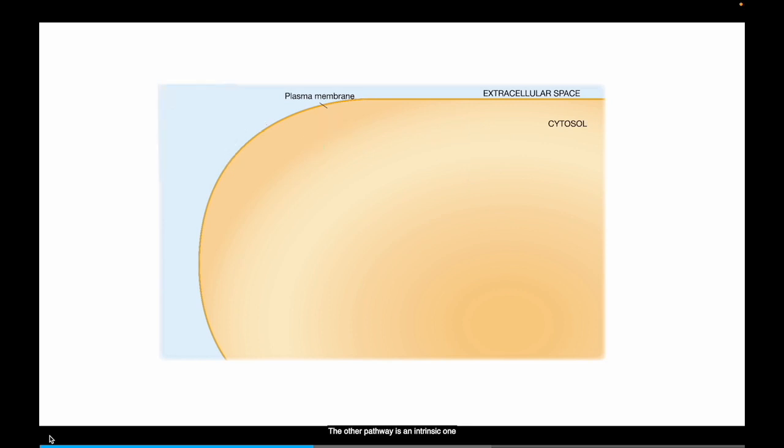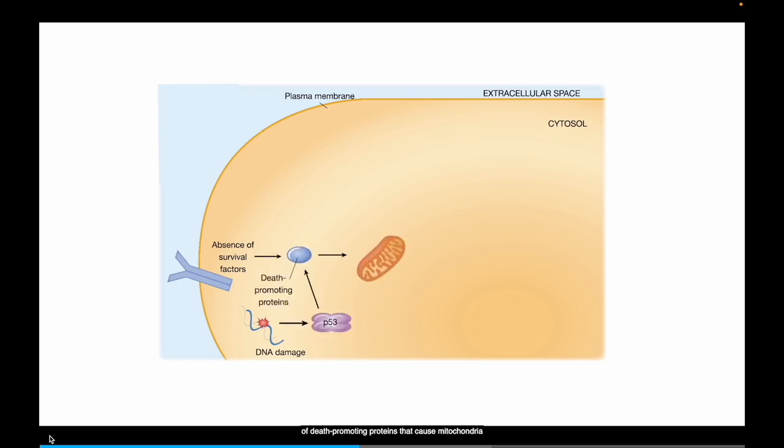The other pathway is an intrinsic one, in which apoptosis is triggered indirectly from within. This pathway can start in many ways, including the absence of survival factors binding to cell receptors or through DNA damage. These pathways all stimulate the activation of death-promoting proteins that cause mitochondria to become leaky.